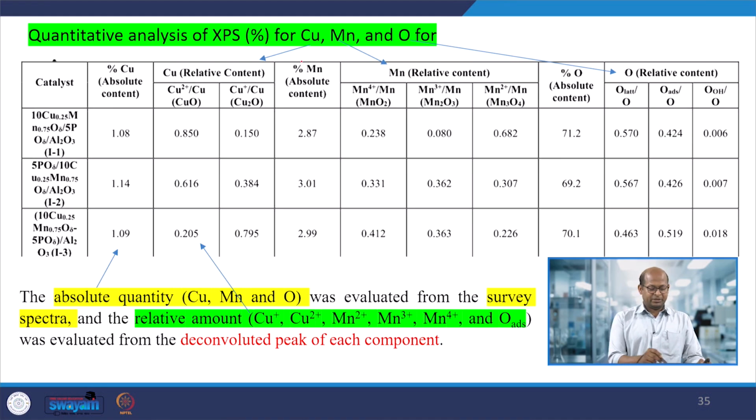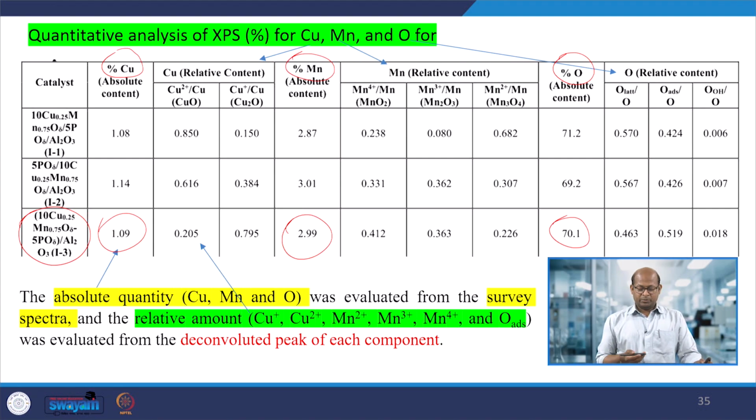Let's say I said copper is present, so the percentage of copper, the percentage of manganese, or the percentage of oxygen is the absolute content or quantity for a specific sample. Let's say for this sample the oxygen quantity is 70.1 percent absolute quantity. With the help of the survey spectra we can get the absolute quantity of copper present, 1.8%, and the absolute quantity of manganese, 2.99 percent. So the total amount of oxygen, manganese and copper present is this. This is the percentage of absolute quantity we get from the survey spectra. After that, we get the deconvoluted peaks.